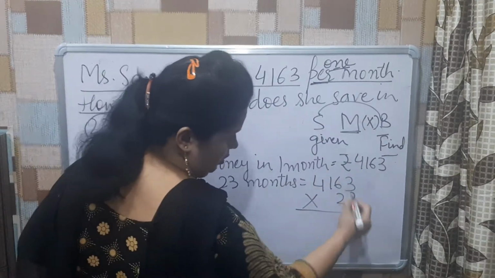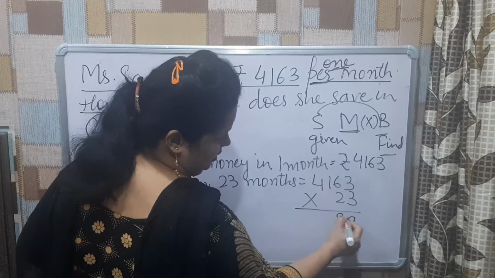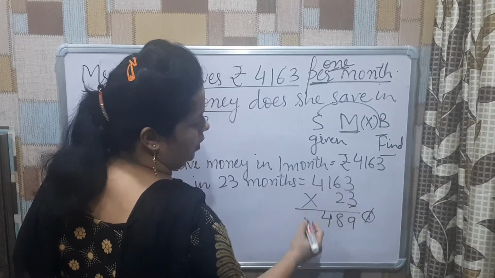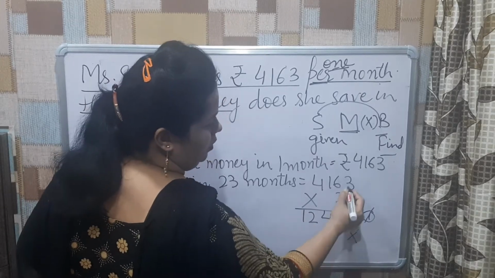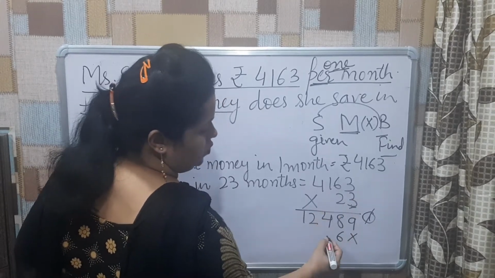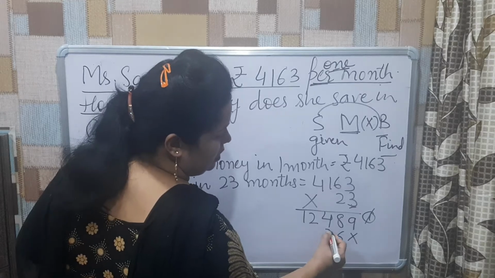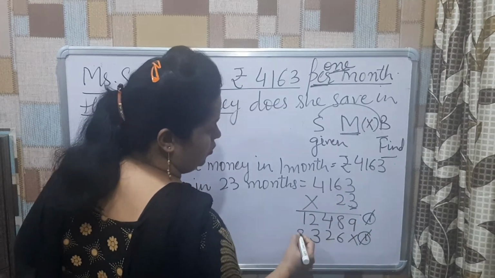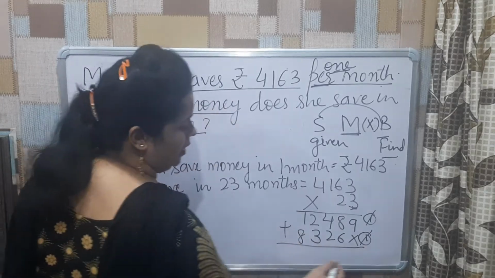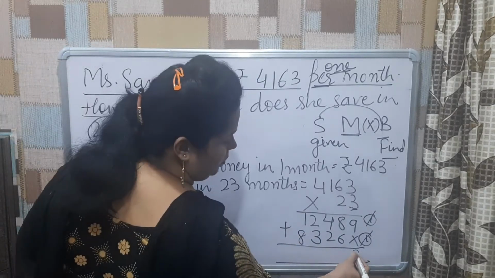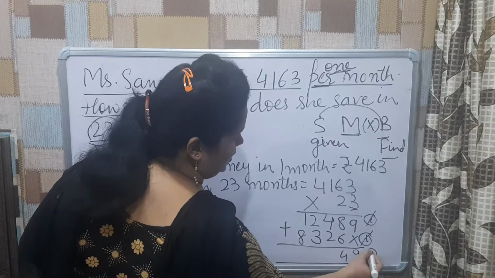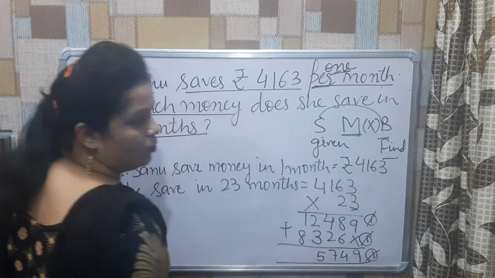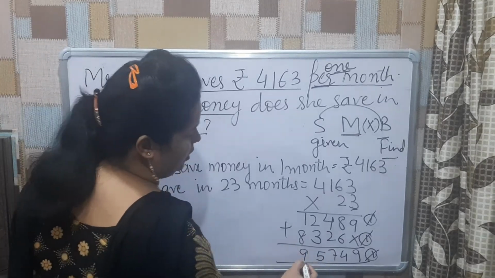Now, 3 3s are 9, 3 6s are 18, 1 I will carry. 3 1s are 3 and carried 1 is 4, 3 4s are 12. Now, 2 3s are 6, 2 6s are 12, 1 I will carry, 2 1s are 2 and carried 1 will make it 3, 2 4s are 8. Now what I have to do is, I have to add. It will give me 9, 8 and 6 is 14, 1 I will carry, 4 and 2 is 6, carried 1 is 7, 3 and 2 is 5 because no carried number, 8 and 1 will give me 9.